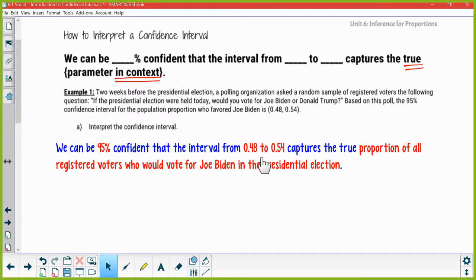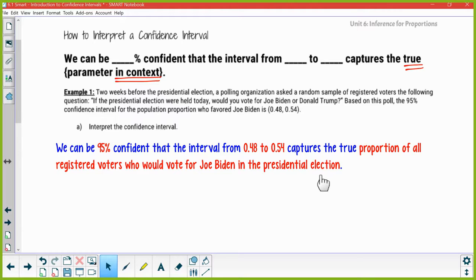So typically, that's how I write it. I kind of flip back and forth, actually. So either way works. I have my context. Proportion is what I'm dealing with. Registered voters is my population. And what I'm asking them is, who would they vote for if they would vote for Joe Biden in the presidential election? So this structure is what we will do for confidence intervals the entire time. Even when we get to means, we are following this structure. So it's something you will be very, very familiar with by the end of the course. But just know this is what we will reference back to.